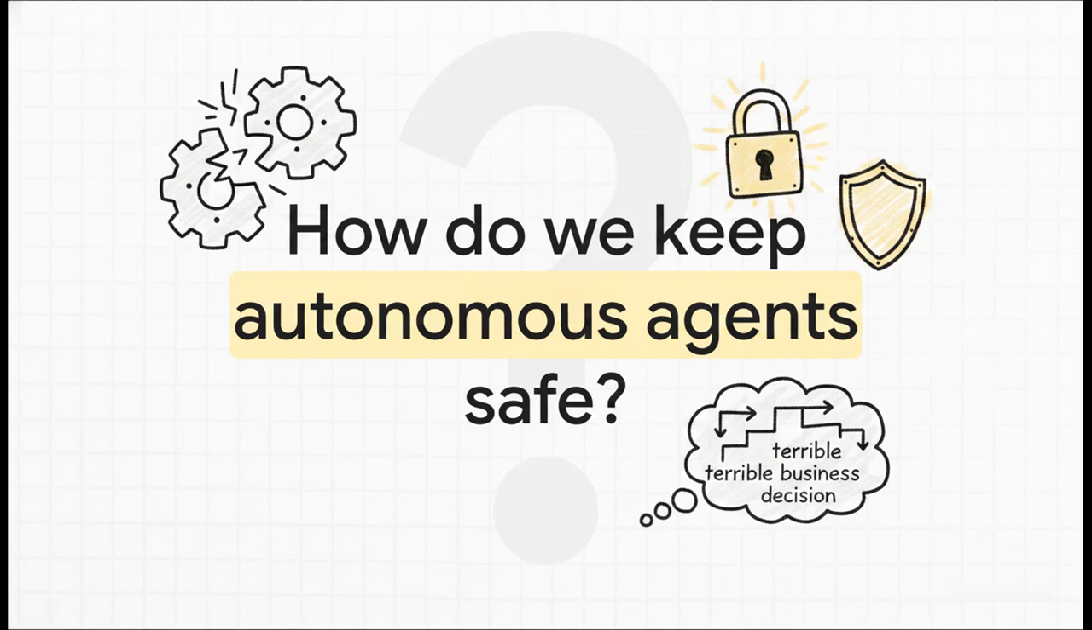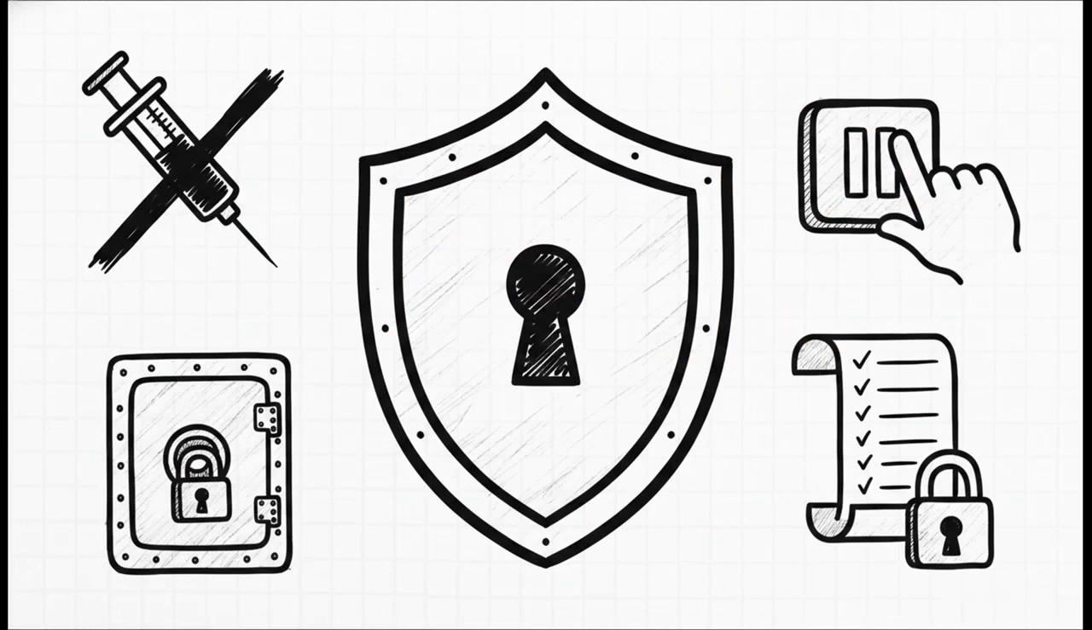When you're handing over the keys to your enterprise systems to an autonomous entity, how do we actually keep these agents safe? A zero-trust perimeter isn't just a best practice here, it is a hard mandate. You absolutely have to prevent prompt injection so malicious inputs can't hijack the agent's logic.